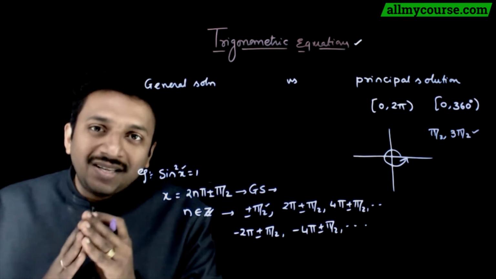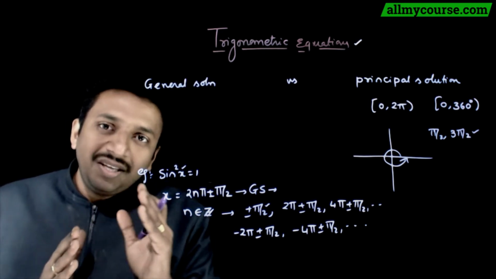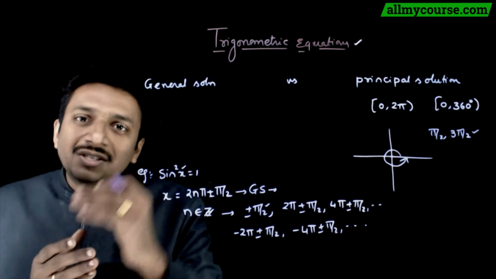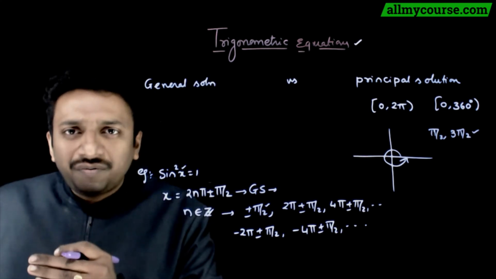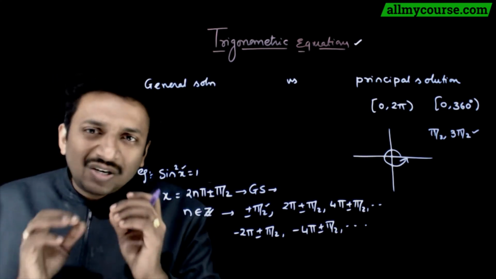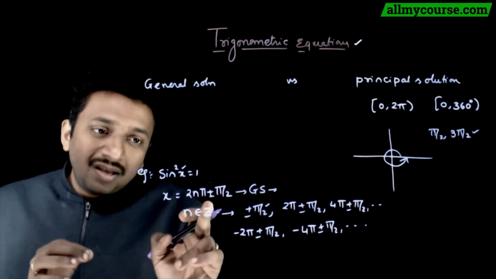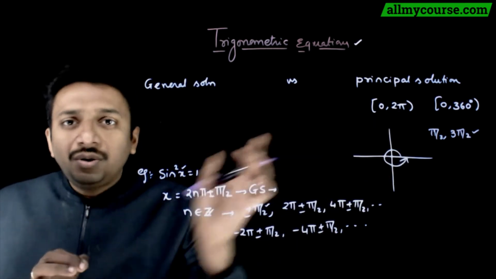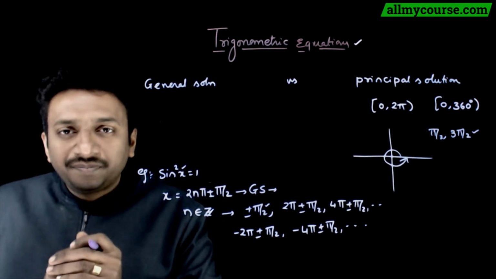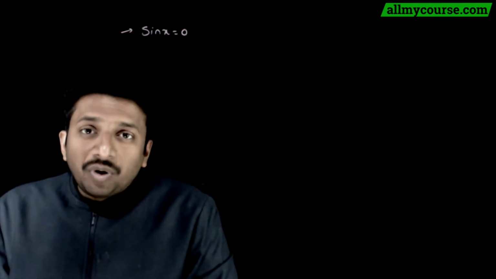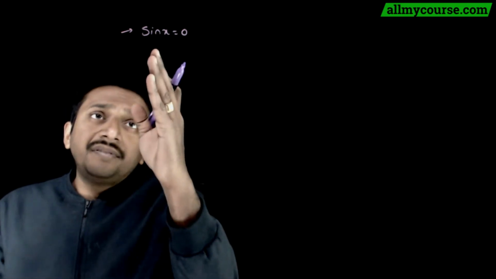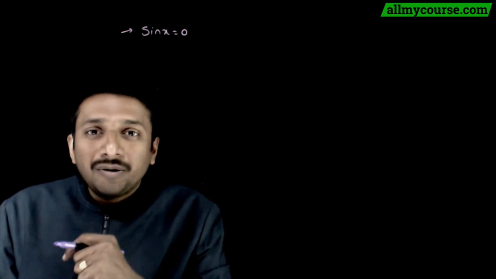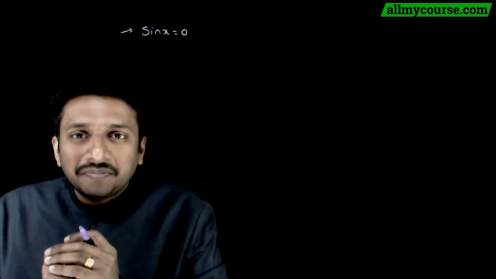So I hope you understand the difference between the general solution and the principal solution. If you know the general solution, it is very straightforward to find the principal solution. You just need to search for those values of the solution which lie between closed 0 and open 2 pi. So let us look at some more examples. If you have the trigonometric equation sin x is equal to 0, it's a very simple trigonometric equation.